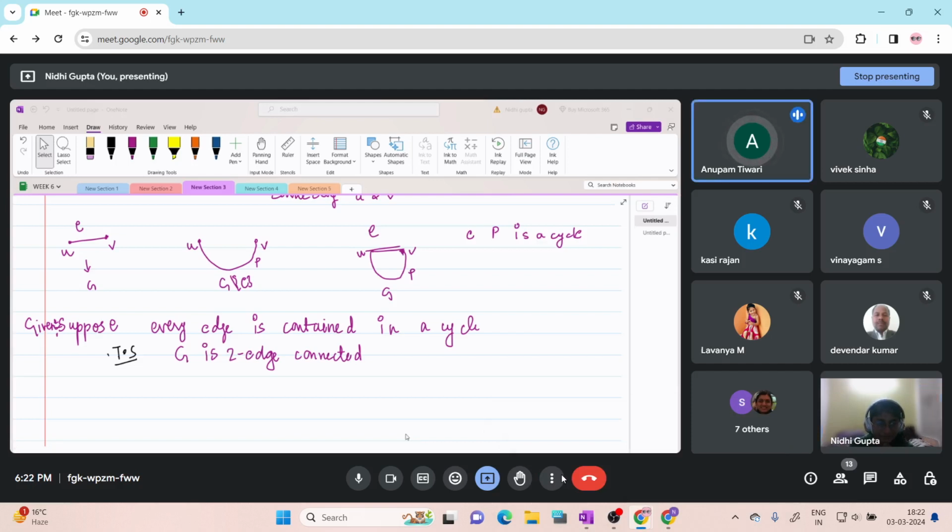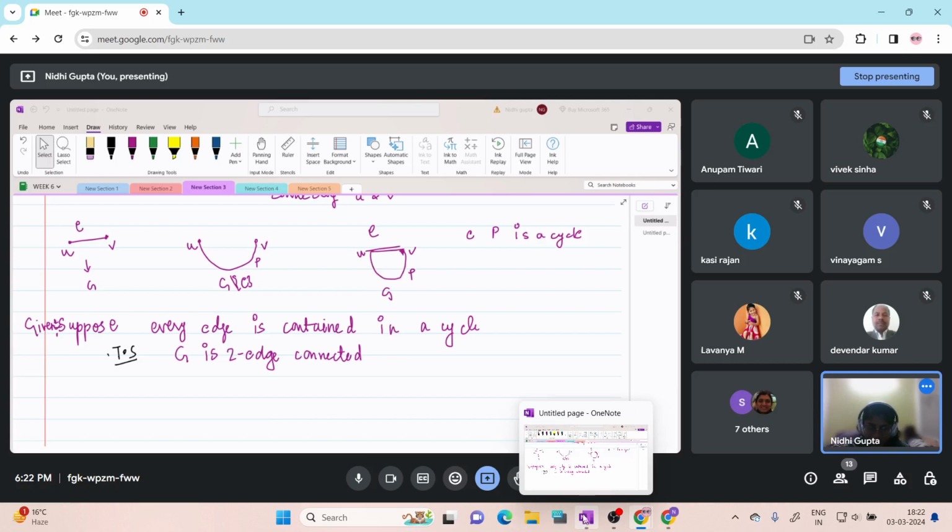That there is a cycle. No, no. See, ma'am, removal of one edge, the graph is connected. Yes, you're right. So basically, we are given that every edge is contained in a cycle, and if we have to show G is 2 edge connected, what is the definition of 2 edge connectedness? That if we remove any one edge, the graph should remain connected.